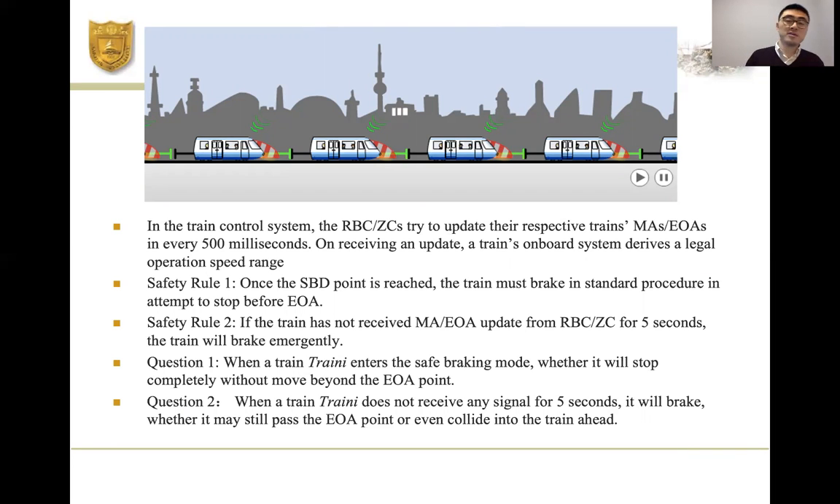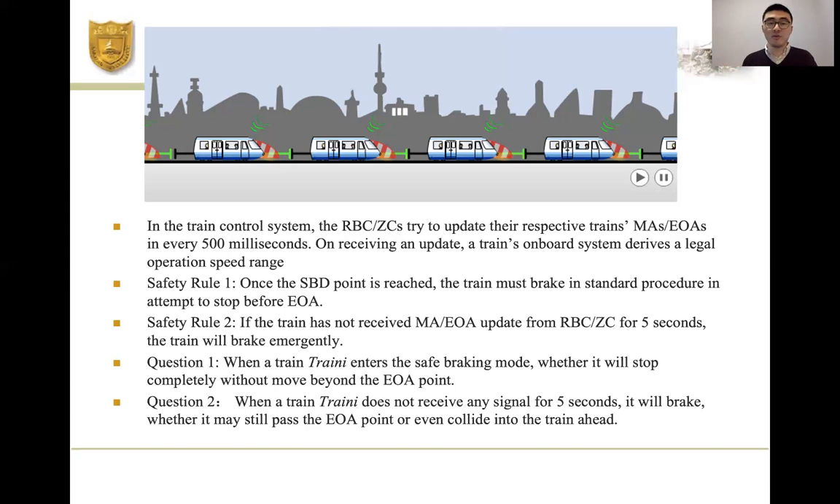It says in such systems, the RBC, ZC, zone controller, it means the control center. You can just think about it as a control center. The RBC and ZC will try to update their respective trains' movement authorities and end movement authorities every 500 milliseconds. It's very fast. And on receiving an update, a train's onboard system derives a legal operation speed range.